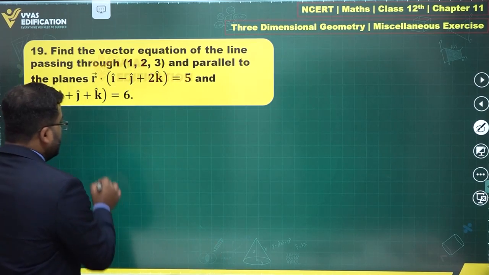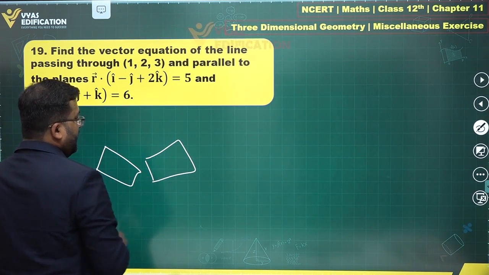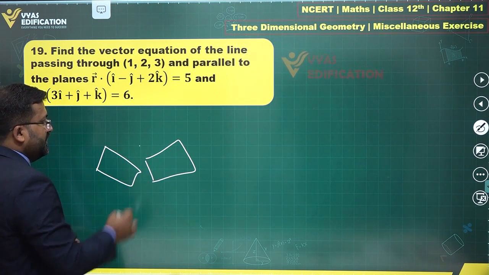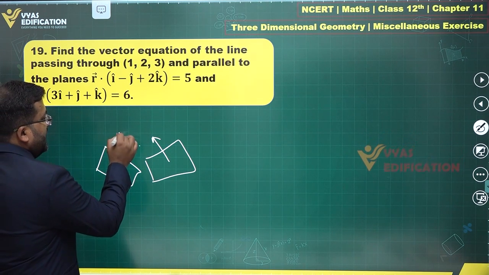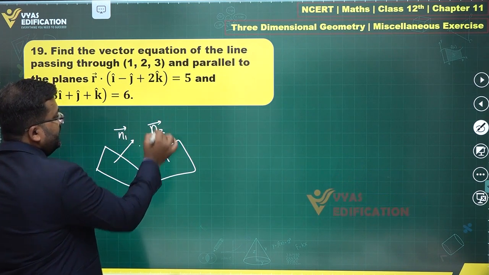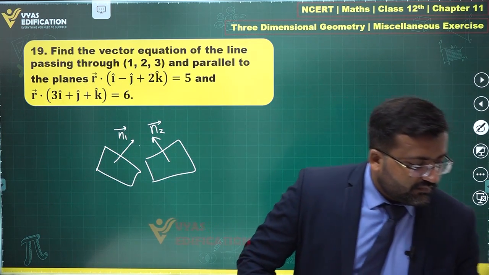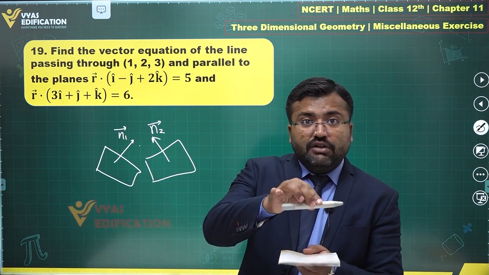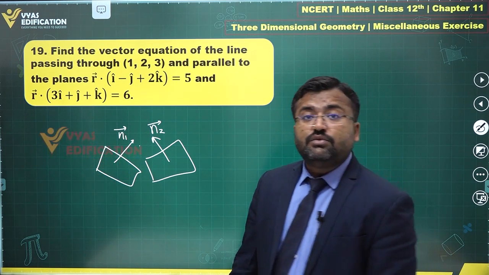If there is one particular plane in this way, and another particular plane in this way, a line which is parallel to both of these will actually be perpendicular to the two normals, n1 vector and n2 vector, right? If a line is parallel to a plane, then the normal of the plane will be perpendicular to this particular line. That's what you can observe.